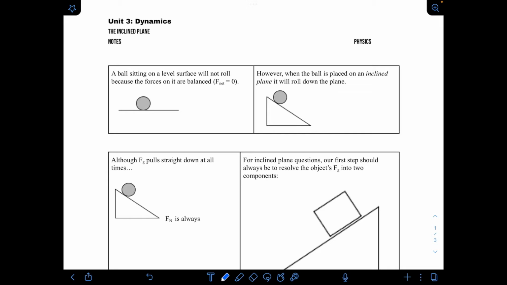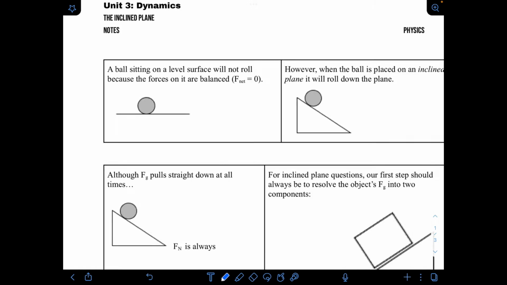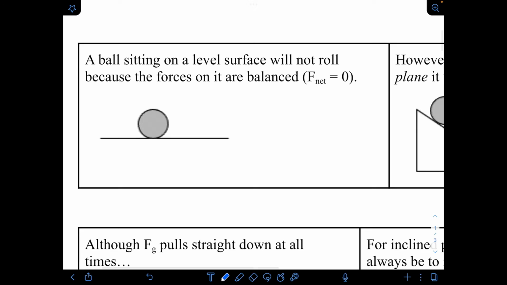We've been studying dynamics, and up until now we've been talking about things on a flat level surface. We know that a ball sitting on a flat level surface will not roll because the forces on it are balanced, which gives a net force of 0. The force of gravity, Fg, is mg, pointing down. It has its opposing force, the normal force, and they balance to 0.